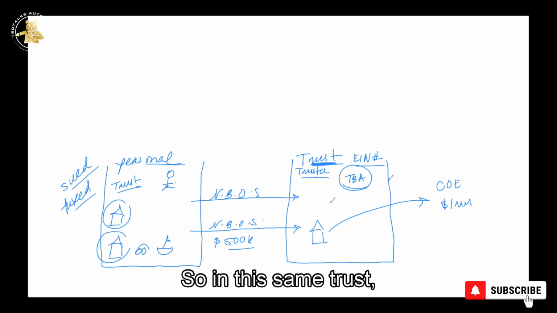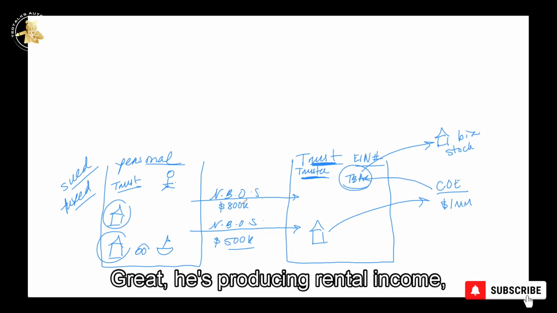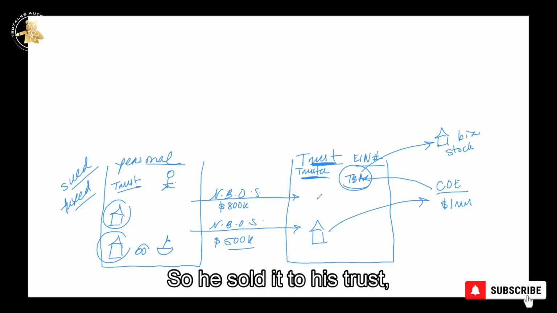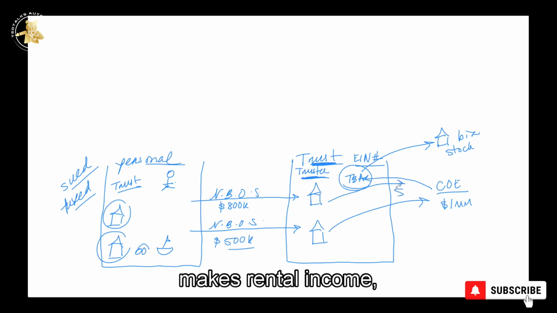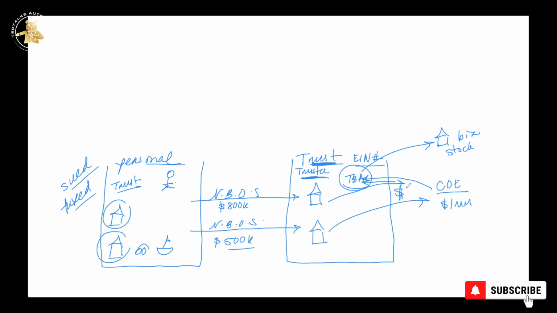So in the same trust, this individual wants to sell his rental. Say his rental's 800. Okay, great. He's producing rental income, and he's making rental income every month. So he sold it to his trust, and it goes out every month, makes rental income, and all that money comes into the trust bank account, deferred.